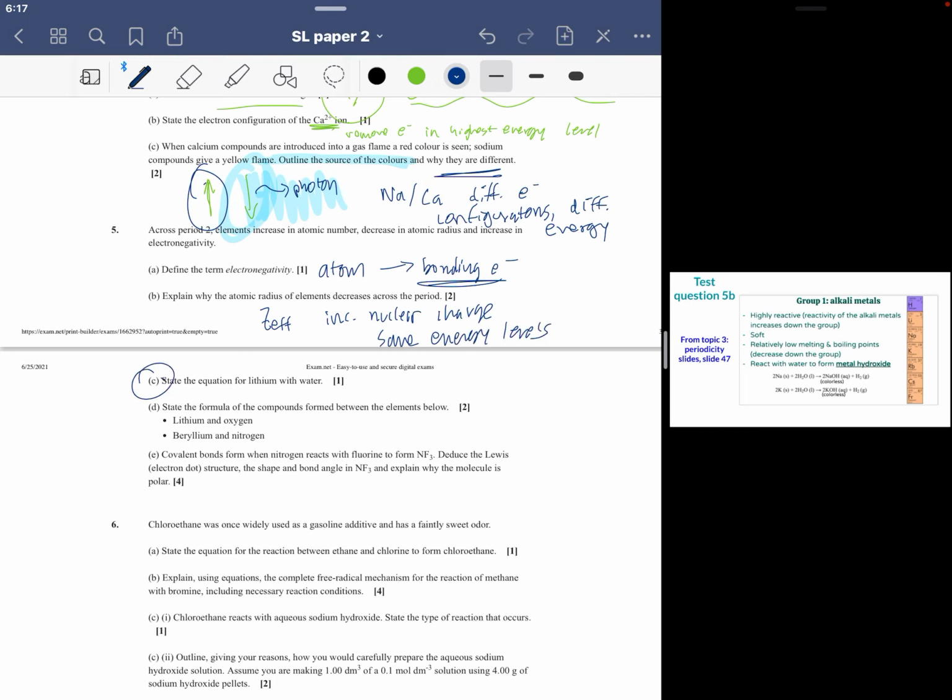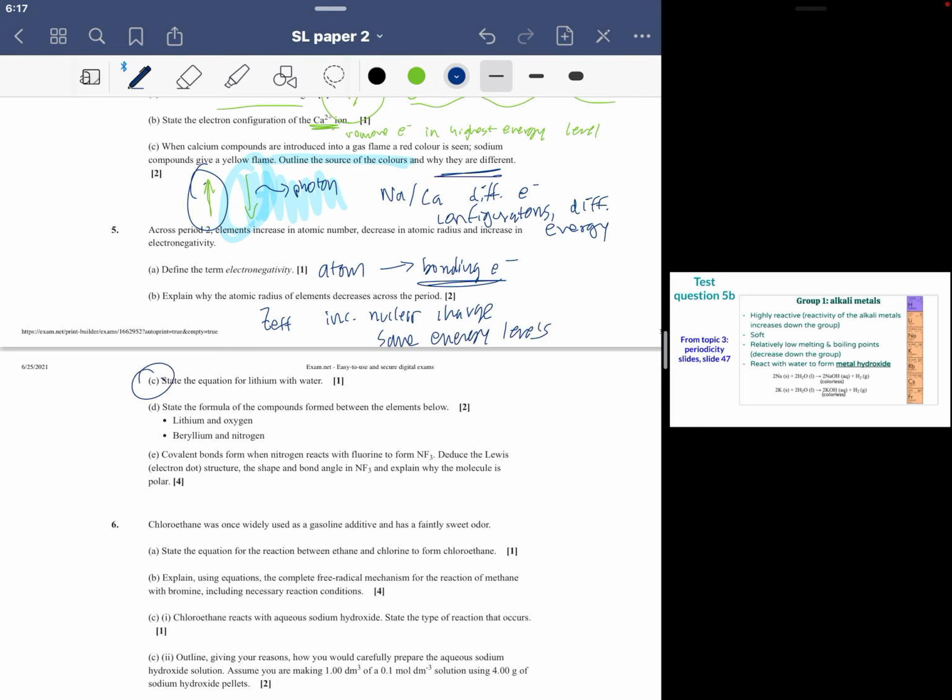This was just an equation we learned with all alkali metals. Lithium is an alkali metal. So lithium and water form metal hydroxides and hydrogen gas. That's just an equation you have to know that we saw in class.